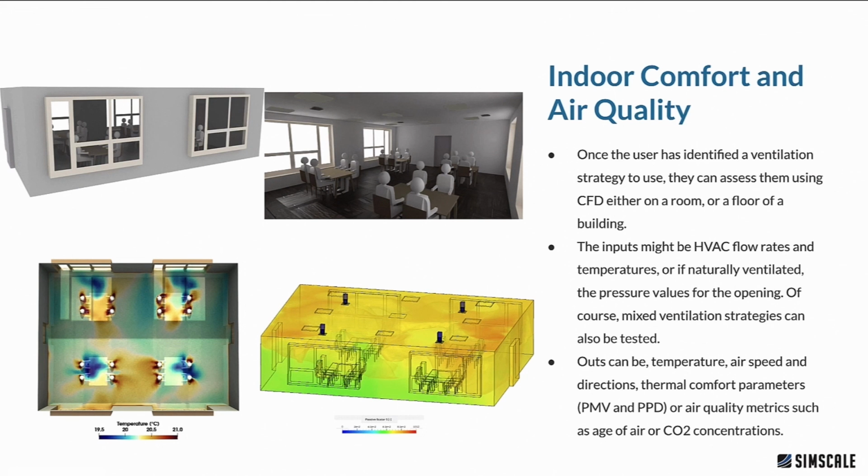And what we've actually output is many different quantities such as temperature, airspeed and air direction, but also thermal comfort parameters such as PMV and PPD. Now additionally, we've also looked at the age of air. So this is like an air quality metric. We don't want air to be too old or too stagnant within our space. We want it to be actually quite fresh and quite clean. So that's why that is important. But also we can look at CO2 concentrations as well within the space.